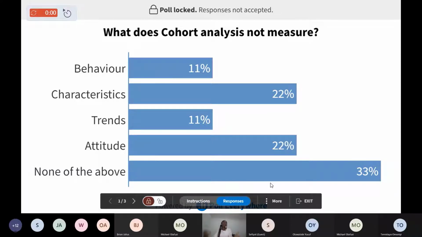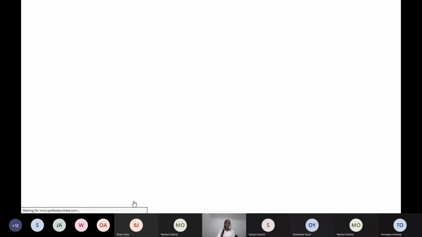So it measures characteristics. It also measures trends, so you're able to see the trends of people that are staying in your business and people that are leaving. And then attitude, that's kind of tricky. Attitude of people. But I just added it here, and the answer is none of the above does not measure, so all of the above. Okay, so next question.